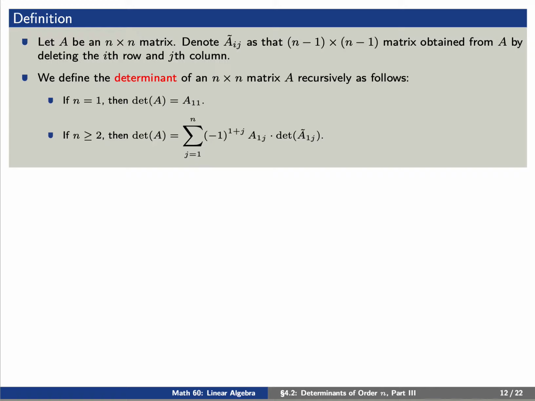If n is greater than or equal to 2, then we'll say that the determinant of A is a sum over j of (-1) to the 1 plus j times a_1j, that is, the entry in row 1, column j of A, times the determinant of A_1j tilde. That is, this is the determinant of that smaller matrix where we've deleted the first row and the jth column from our matrix A.